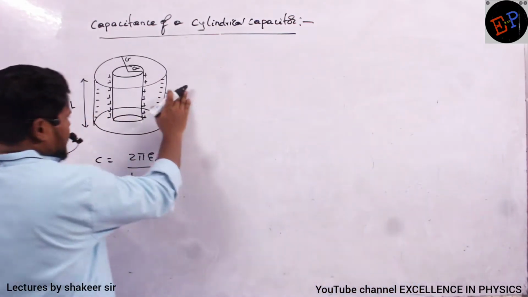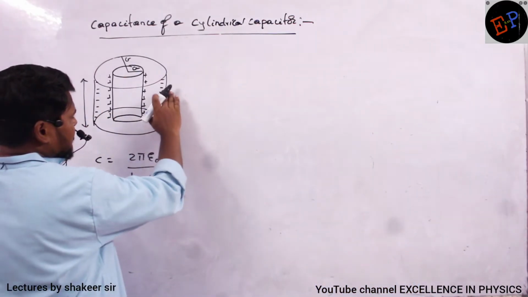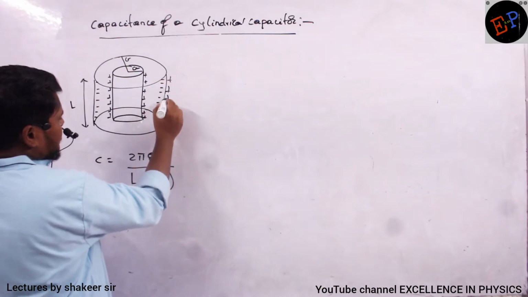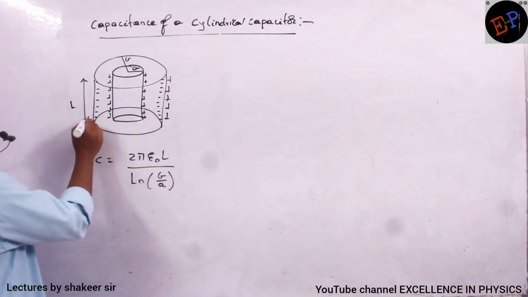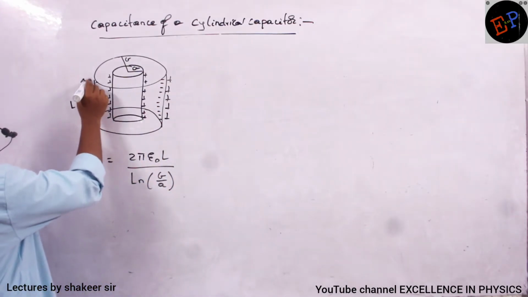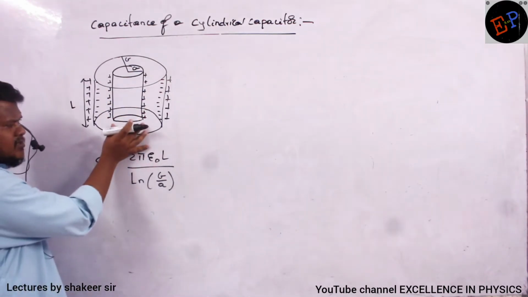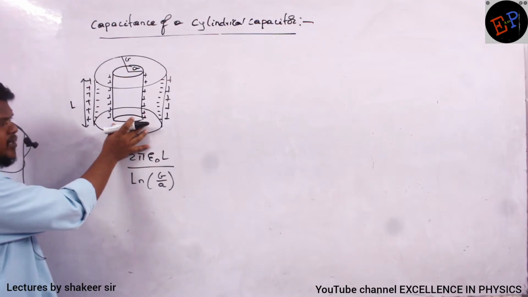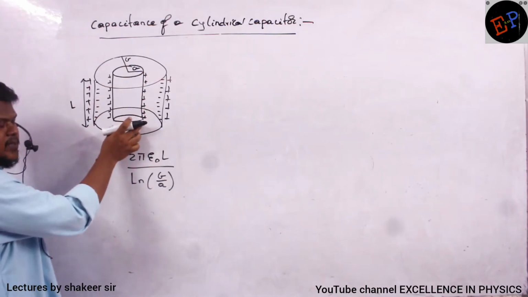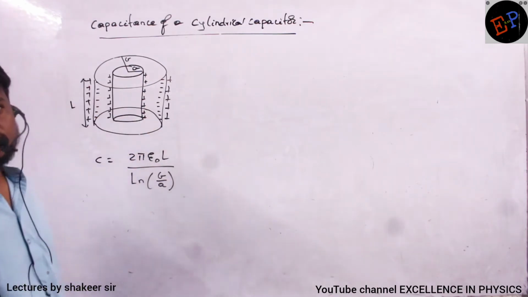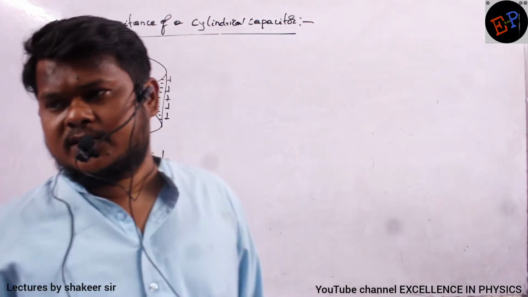Similarly, if there is no grounding here, then what happens? Positive charge will develop on the other side. Can you say why positive charge will develop? Tell me. We have given charge to which cylinder? We have given charge to the inner cylinder. But the outer cylinder was neutral. The outer cylinder was neutral.